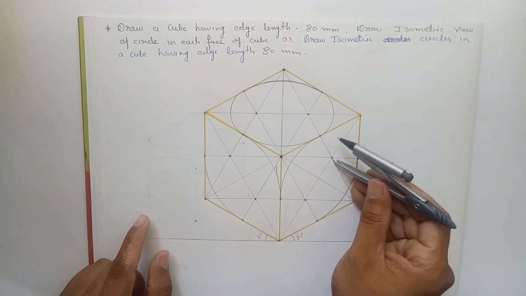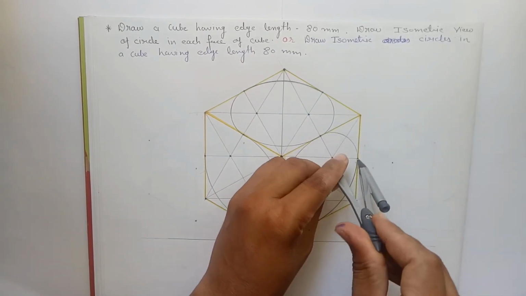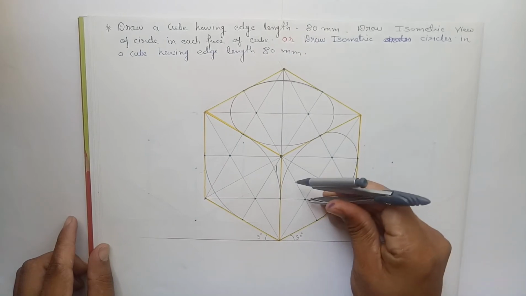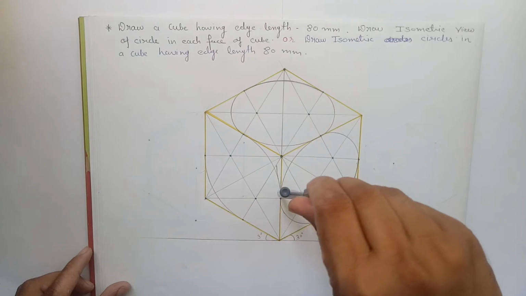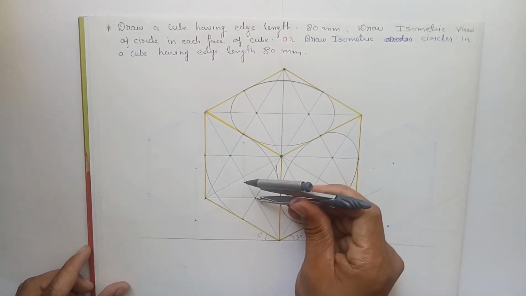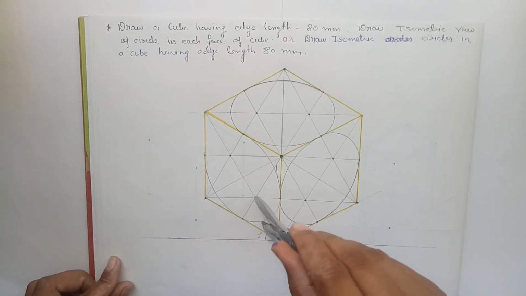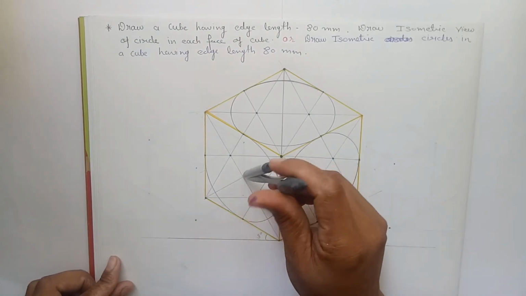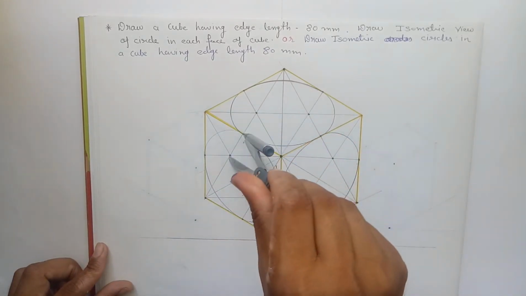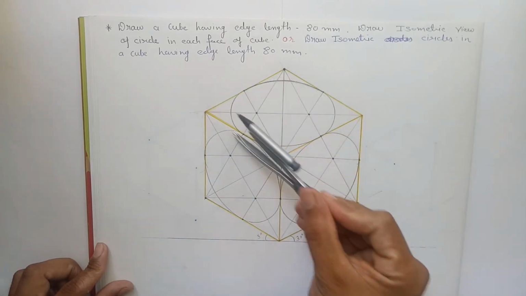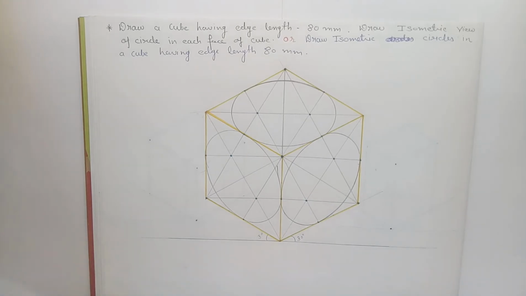Put your round over here at this midpoint, measure this distance, midpoint, give an arc. Put your round over here, measure this midpoint, give an arc. So these are the isometric circles, and isometric circles are ellipse. Isometric squares are rhombus. So here we have isometric circles and isometric squares also. So these are isometric squares which are rhombus, and these are isometric circles which are ellipse.